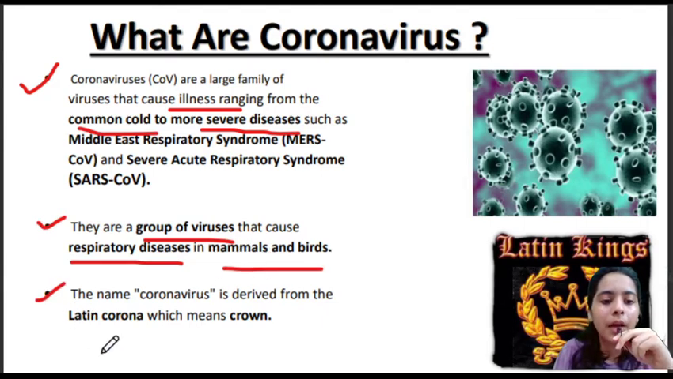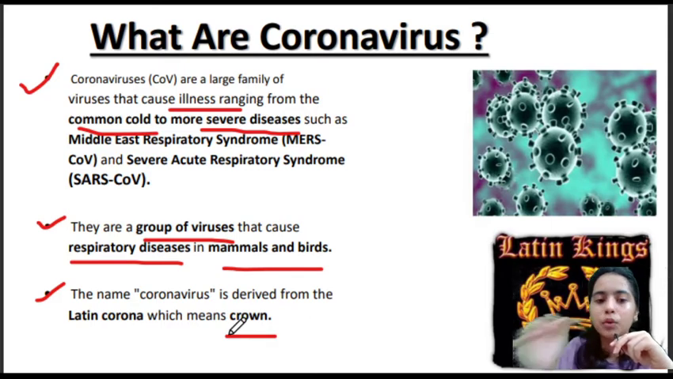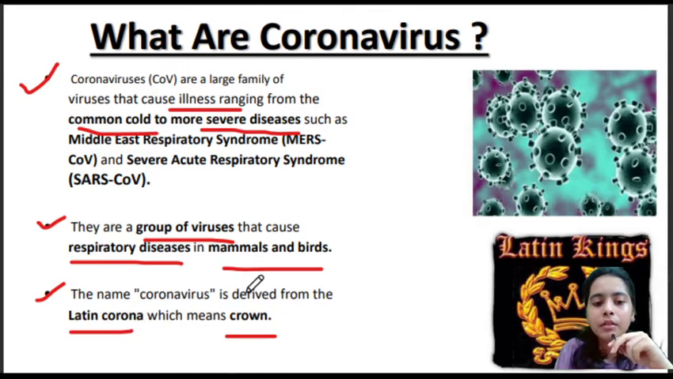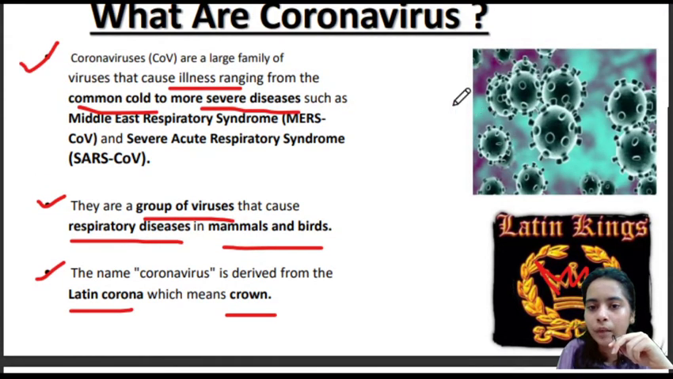The third point: the name coronavirus is derived from the Latin word corona, which means crown. This is a very important fact about the coronavirus. I hope it is very much evident that this particular spike kind of structure is there on the virus also. Here you may see this spike kind of structure on the virus. So it is a crown-like structure. Therefore the virus is named coronavirus. This is a very important fact you must know.